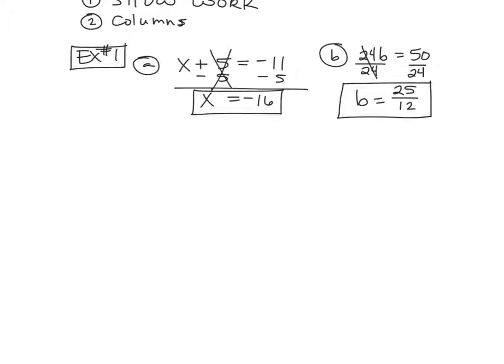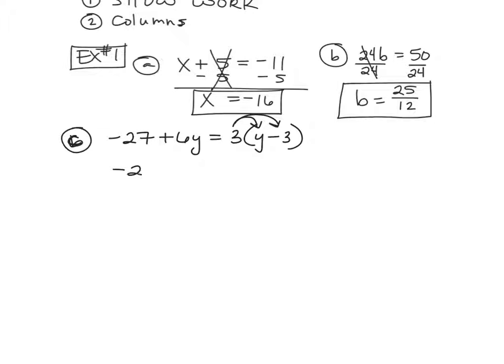Okay, we're gonna add a few more pieces in. Let's say we have, sorry, that's C, not B. We already did B. Negative 27 plus 6y equals 3 times y minus 3. All right, so we're just solving for y. You are going to distribute first. So that's negative 27 plus 6y equals 3y minus 9. What would you do next?